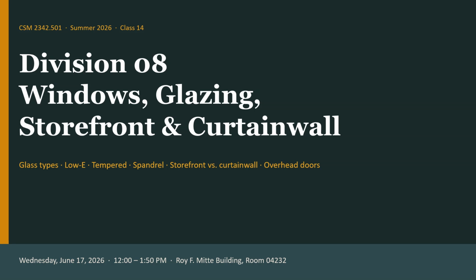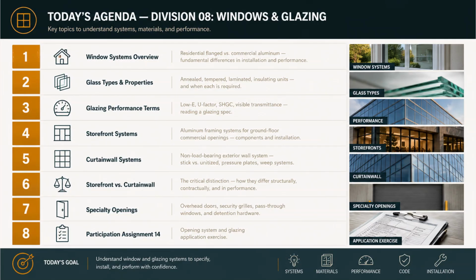We'll cover window systems, glass types and properties, the glazing performance terms you'll read on a spec, storefront systems, curtain wall systems, the critical storefront versus curtain wall distinction, specialty openings, and then participation assignment 14. Let's get into it. Here's the roadmap.